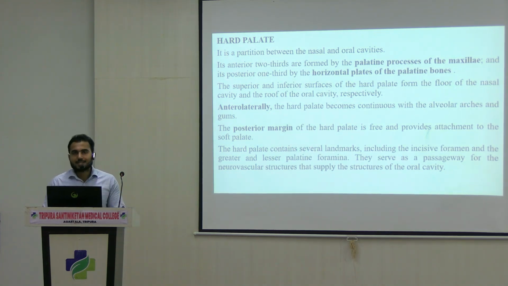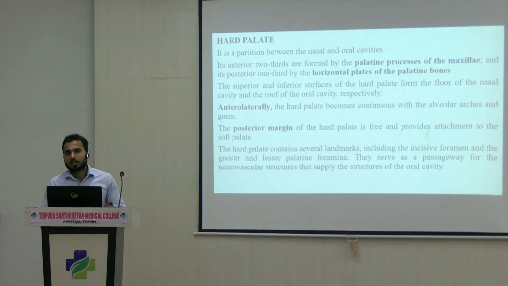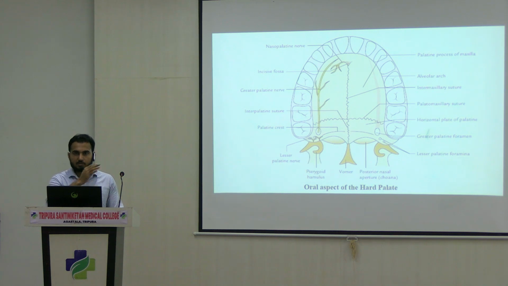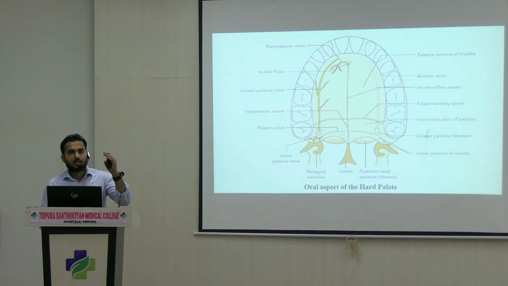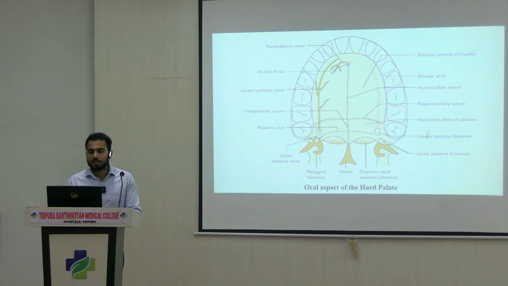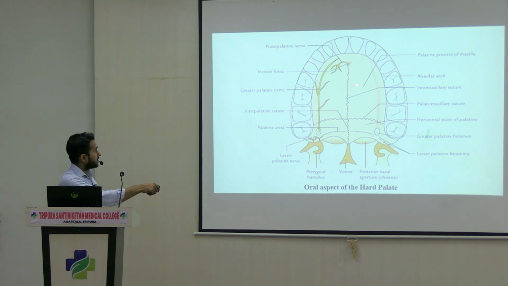So the hard palate, as I said, is a partition between the oral cavity and the nasal cavity. Now the anterior two-thirds of the hard palate, let me show the diagram. I hope you have seen this particular part when you studied the skeleton, especially at the norma basalis. Now how is it formed? It is formed by the palatine process of the maxilla. As you can see, these are the palatine processes of the maxilla, and these are the horizontal plates of the palatine bone. This is how the hard palate is formed.